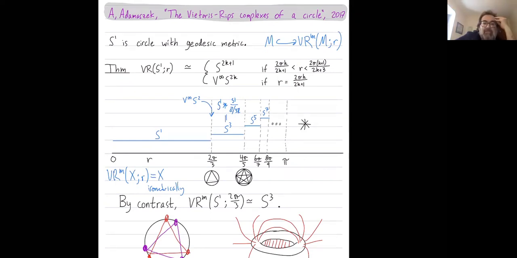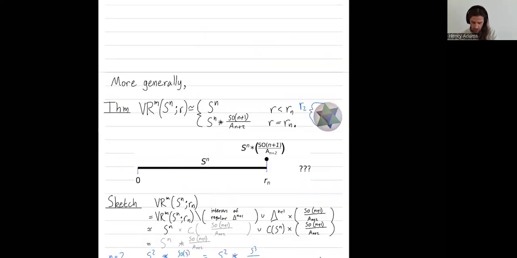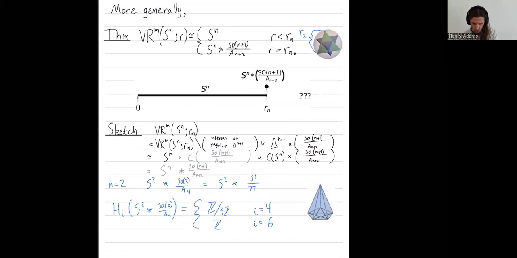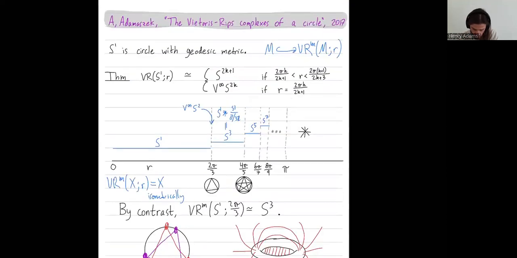I see Z mod 3. Yeah, it's just the rotational symmetries of the equilateral triangle. There's 3 rotational symmetries. You know, down here, this was A4, because the alternating group on 4 vertices is the rotational symmetries of the tetrahedron. But come back to this S5.